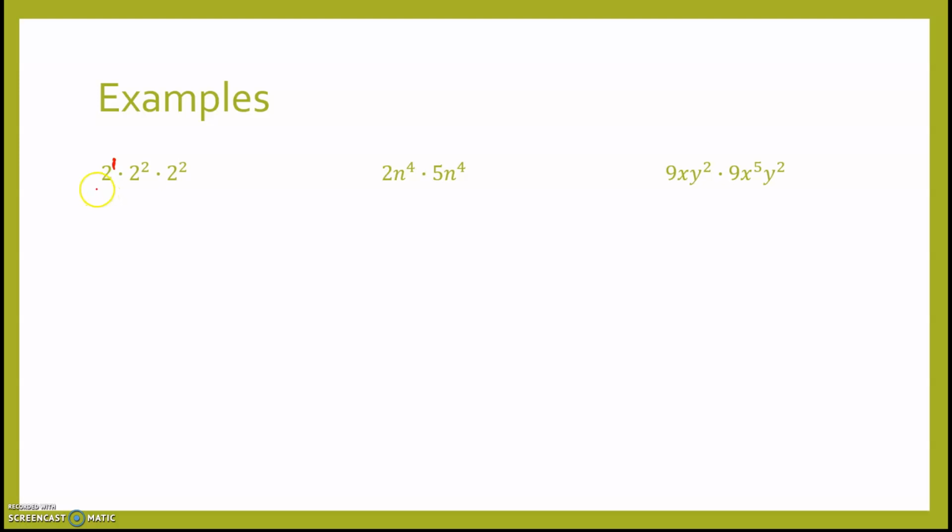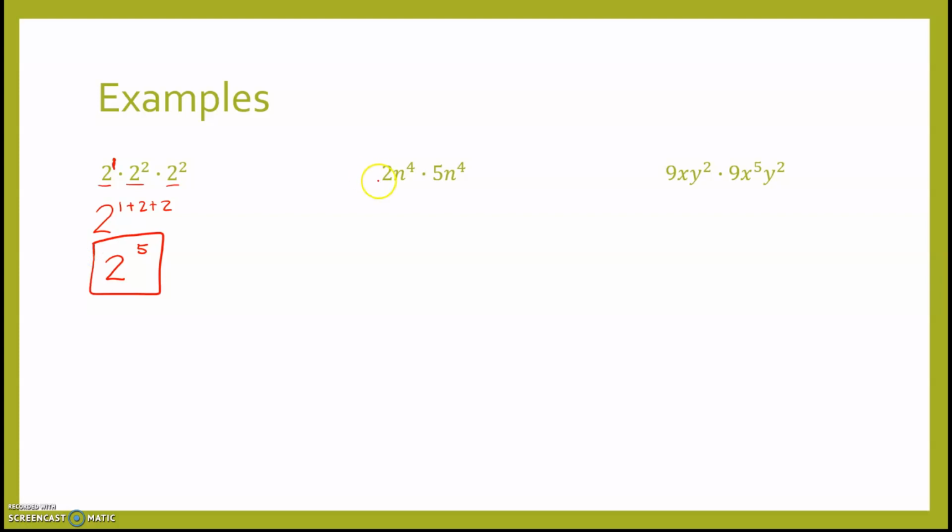Okay, so what this is saying, your bases all match of 2. You always need to check, do your bases match? Yes. So it's 2. Then you take the exponents and add them. 1 plus 2 plus 2. So you have 1 plus 2, which is 3, plus 2 is 5, so it's 2 to the 5th. And that is your answer. You're just adding the exponents.